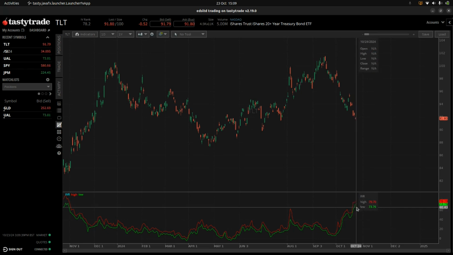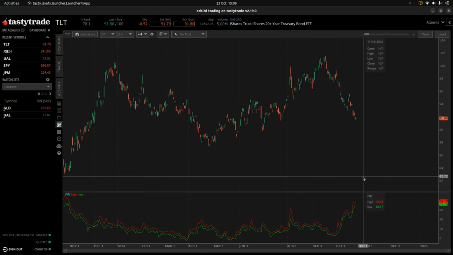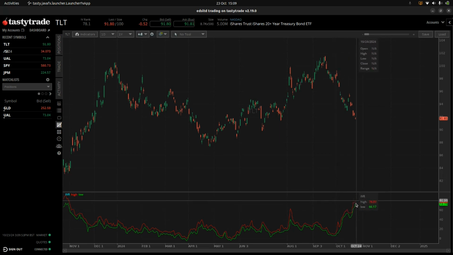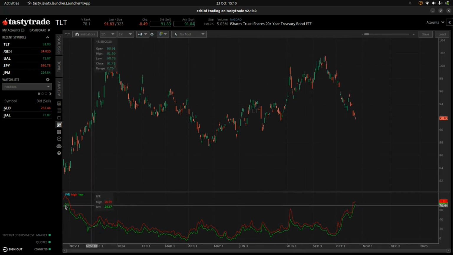The reason why we like to sell when volatility is high or when IV rank is high is because volatility is mean reverting. So when it's high, we want to short it and then play the contraction back down to the mean. And right now, we're between 73 and 79 on the IV rank. And just visually looking at it, we can see that we are very high in comparison to where we have been over the past year or so.